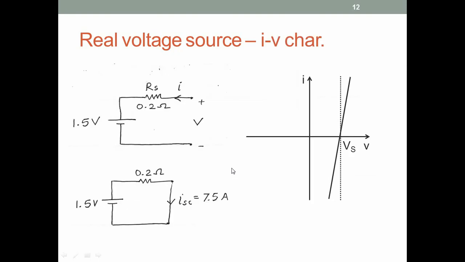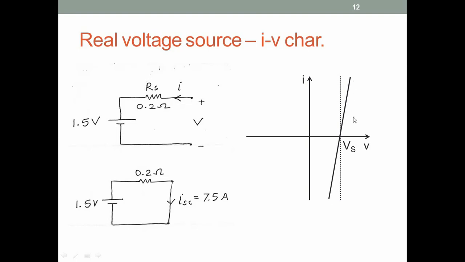Okay, so this is the same thing. So you have 1.5 volt, 0.2 ohms. Now what is the IV characteristic of this real voltage source? The ideal was a vertical straight line. If we have a resistor in series, what is the IV characteristic? So you think about this. I am not going to spend time, but the IV characteristic will look like this solid line. This dotted line is the ideal source.